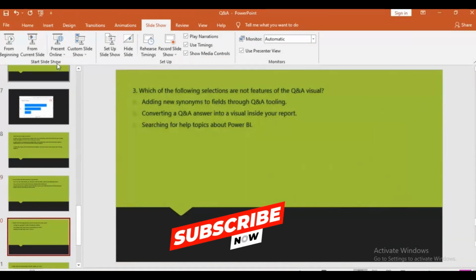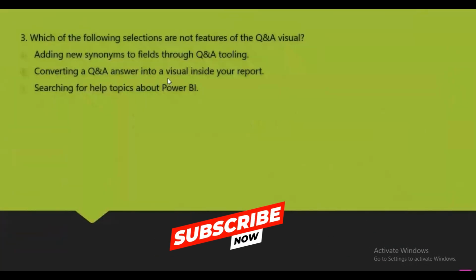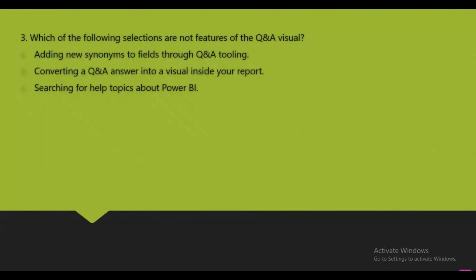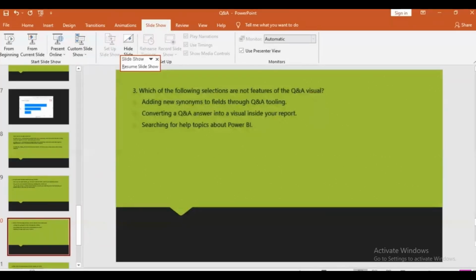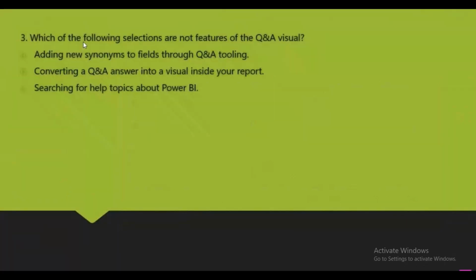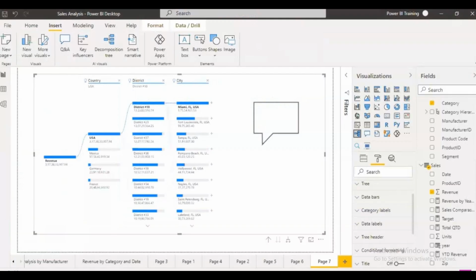Great. Next question. Which of the following selections are not features of the Q&A visual? Adding new synonyms to the field through Q&A tooling, converting a Q&A answer into visuals inside your report, searching for help topics about Power BI. It's saying which of the following are not features of the Q&A visual. So going from above, adding new synonyms, yes, we can add. So definitely it is available. Converting a Q&A answer into a visual, yes, we can. I hope you remember it. I have shown you very clearly how you can convert a Q&A visual into a visualization.